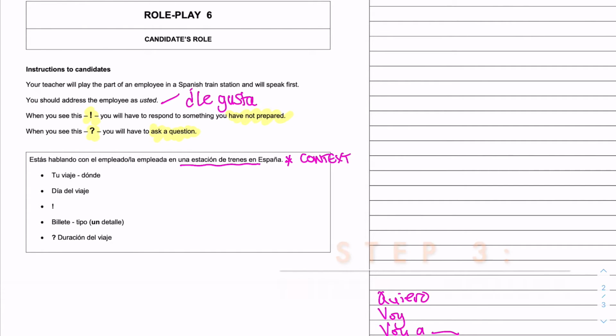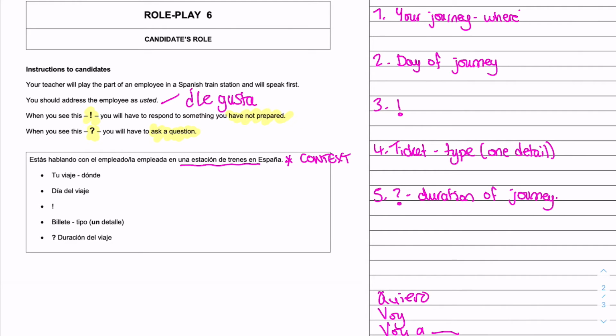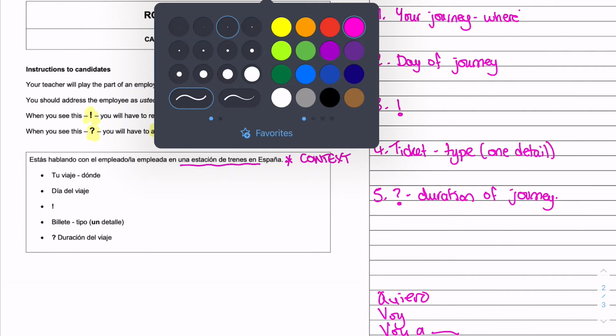So next thing I'm going to do is I'm going to write down my numbers 1 to 5. I'm going to fill in my surprise question, which funnily enough, again, it's on number 3, but this time, look, our question is right down at the bottom. And the next thing I'm going to do is I'm going to translate my points into English. So I've got my translations into English now.